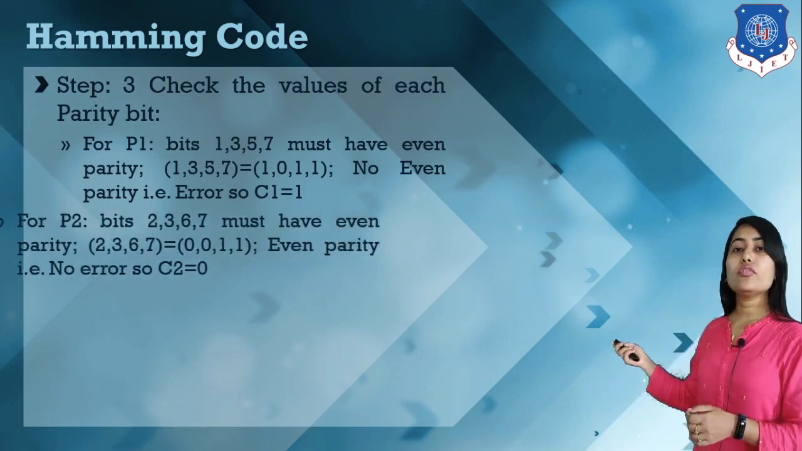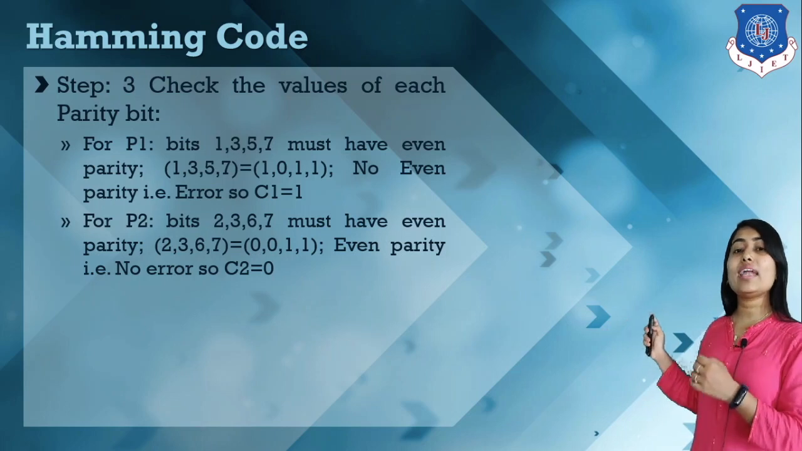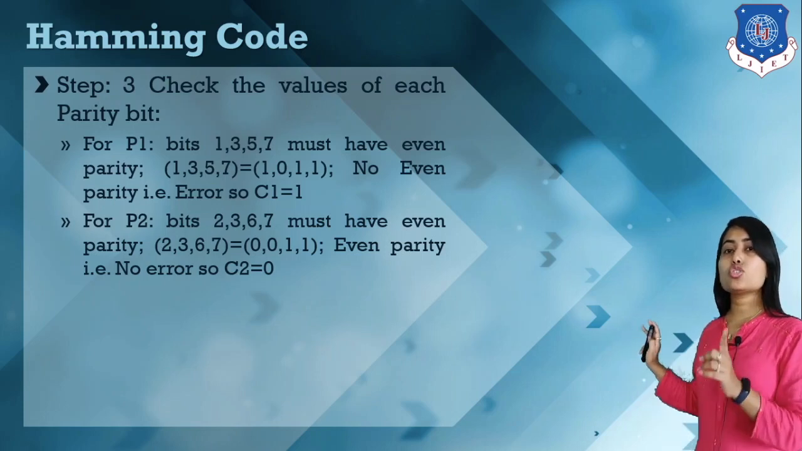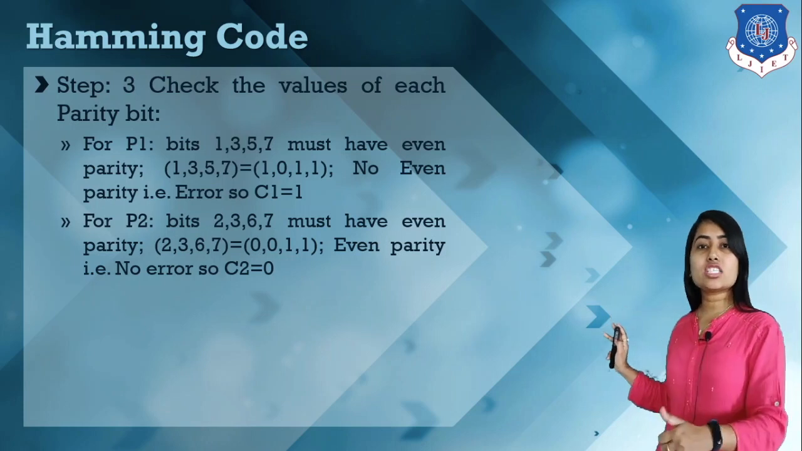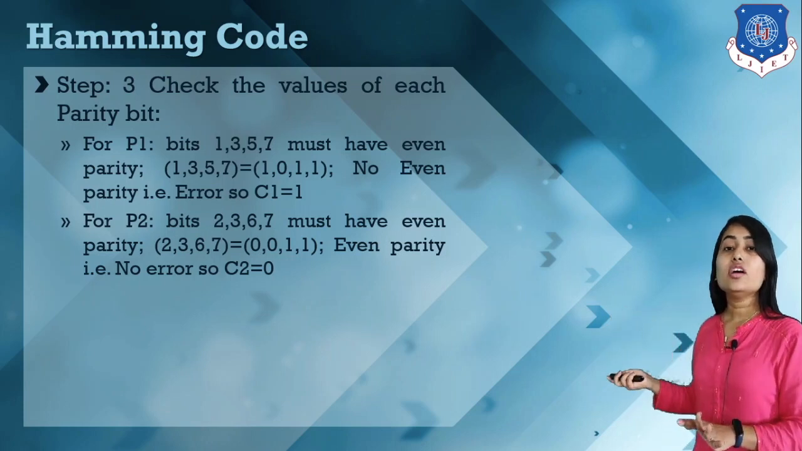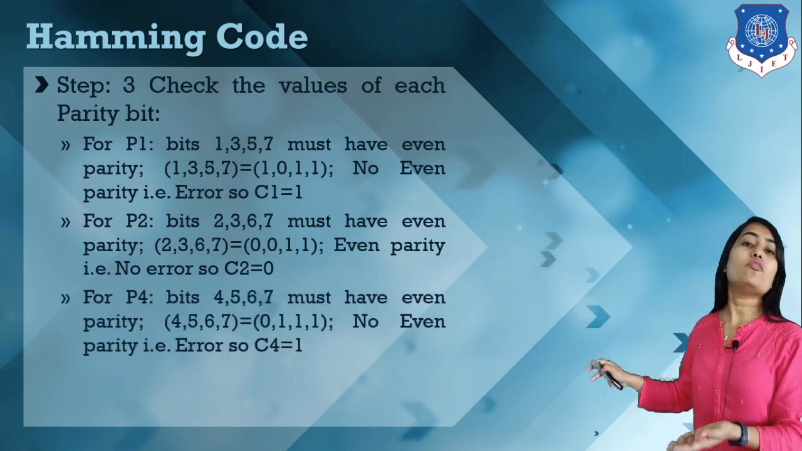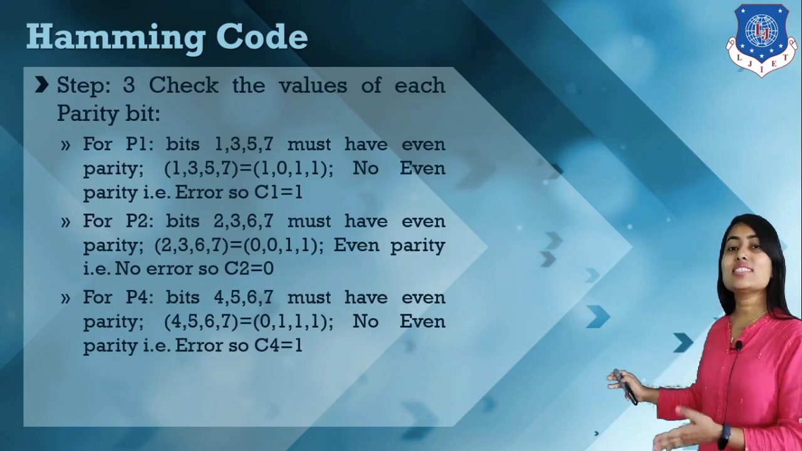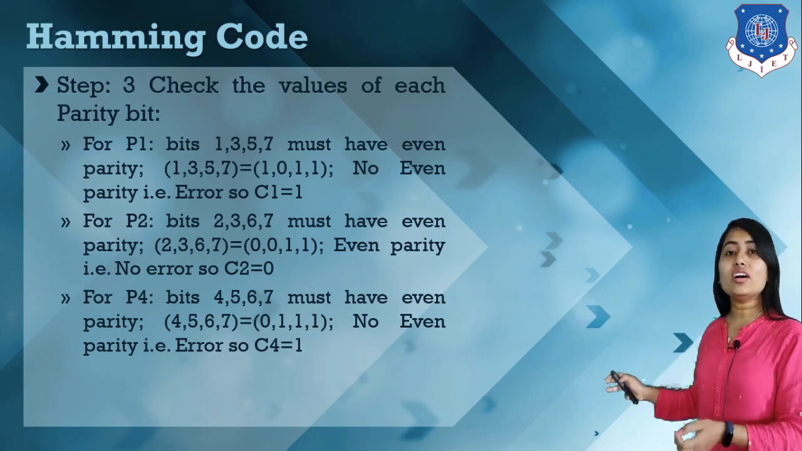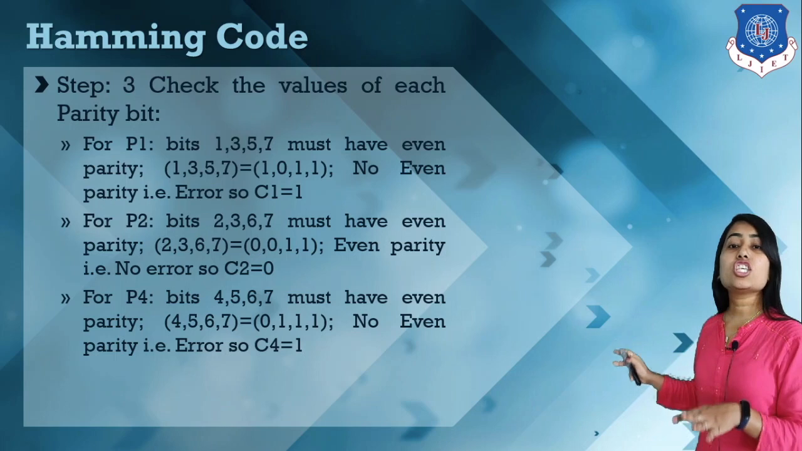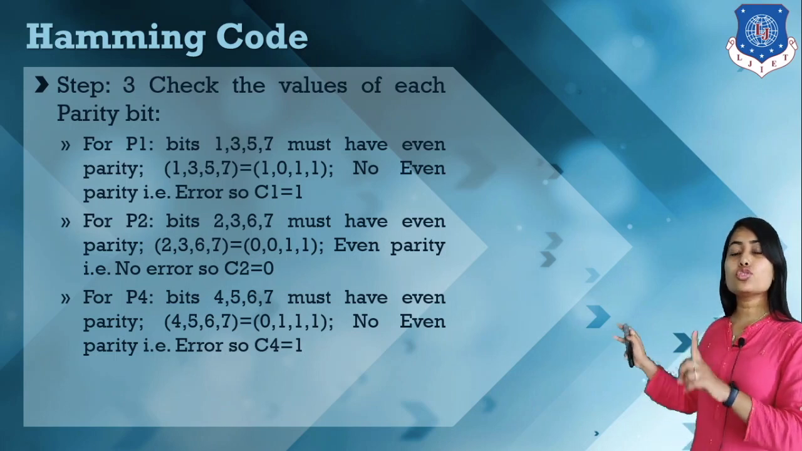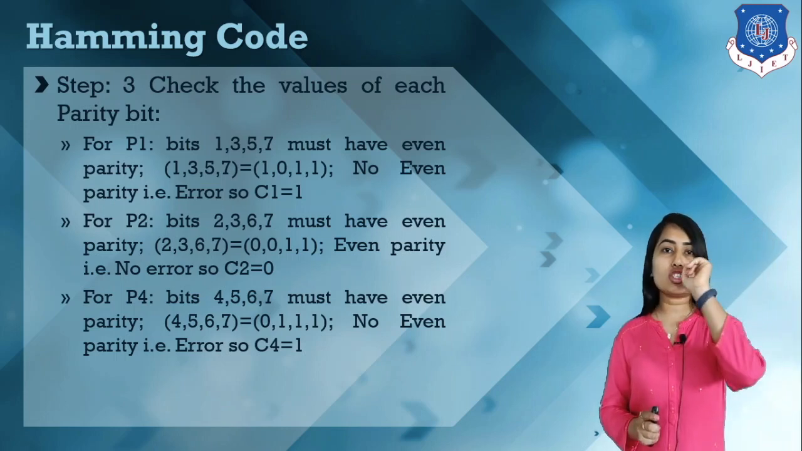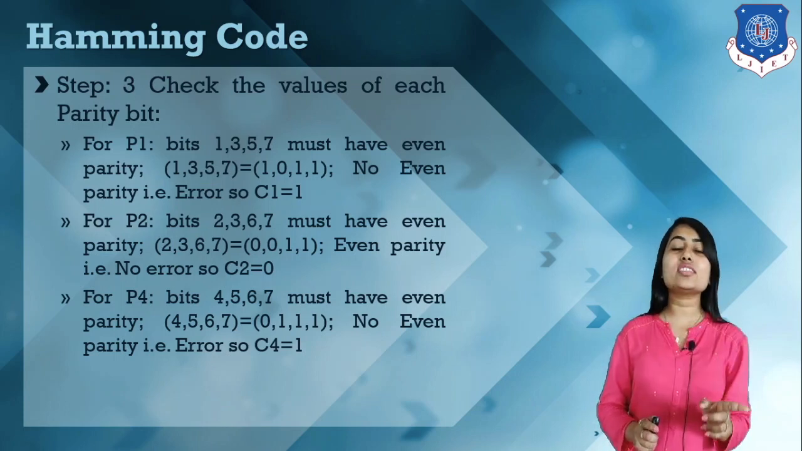Then for P2 we check locations 2, 3, 6, 7. Here we have 0 0 1 1. We have two ones, that means even parity, so the check bit C2 is equal to 0 because no error occurred. Next, for P4 we have 0 1 1 1. The total number of ones is 3, that means odd parity, so here also we have an error. So C4 is equal to 1. At C1 we have an error, at C2 we have 0, and at C4 we have an error.